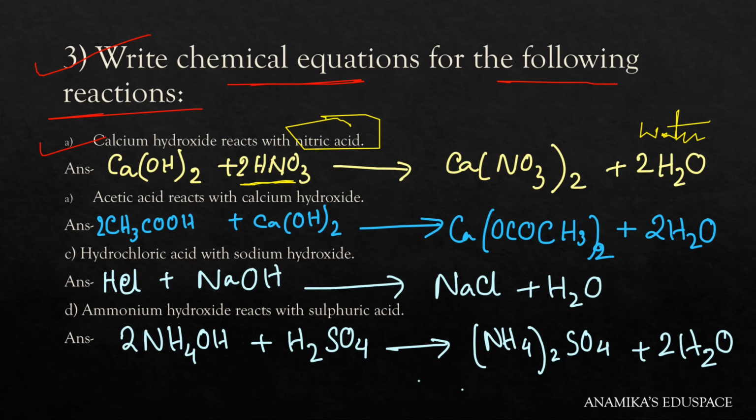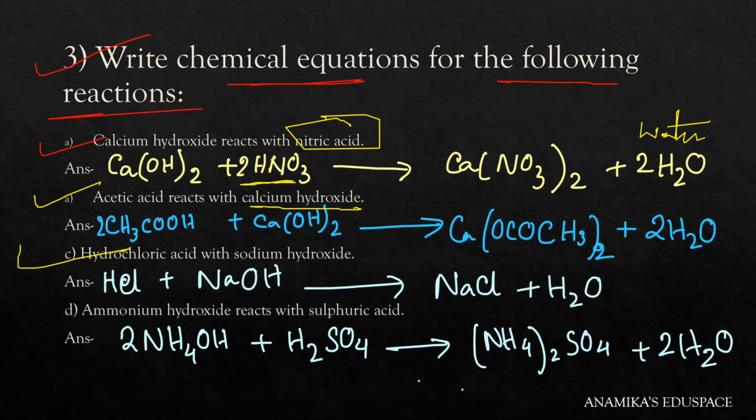Next, acetic acid reacts with calcium hydroxide. Acetic acid is CH3COOH, which reacts with calcium hydroxide, that is Ca(OH)2. It gives us calcium acetate, that is Ca(OCOCH3)2, plus 2H2O.